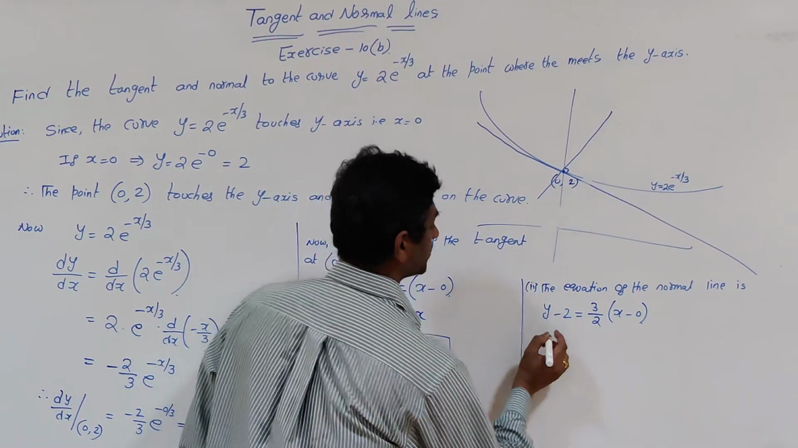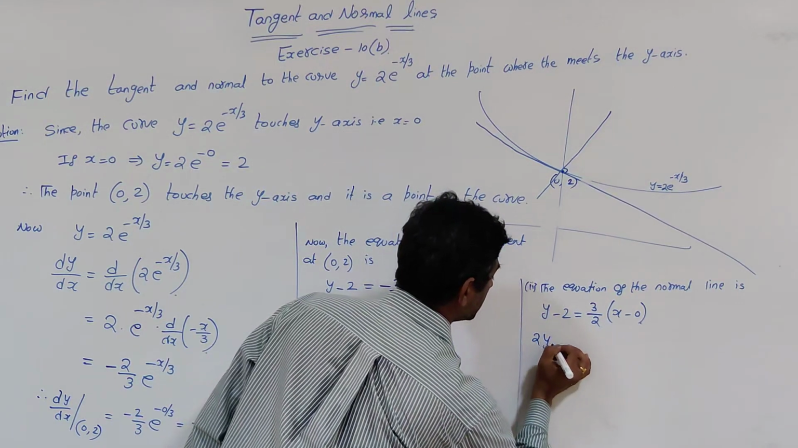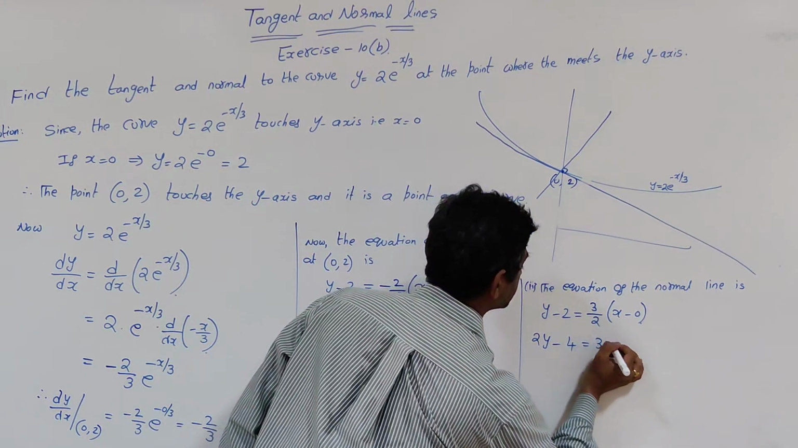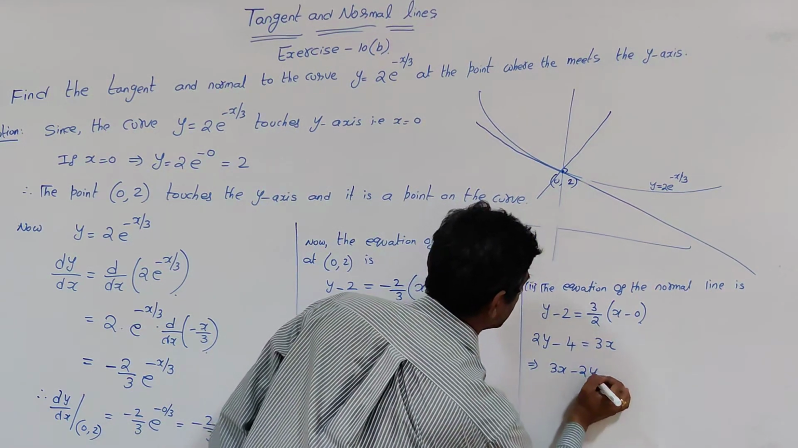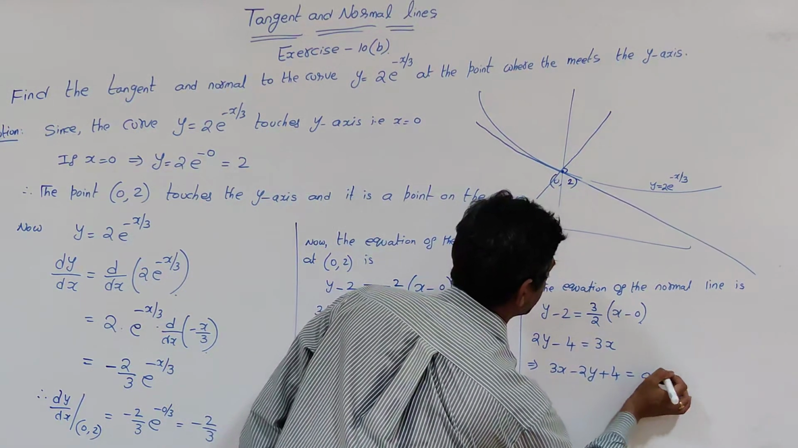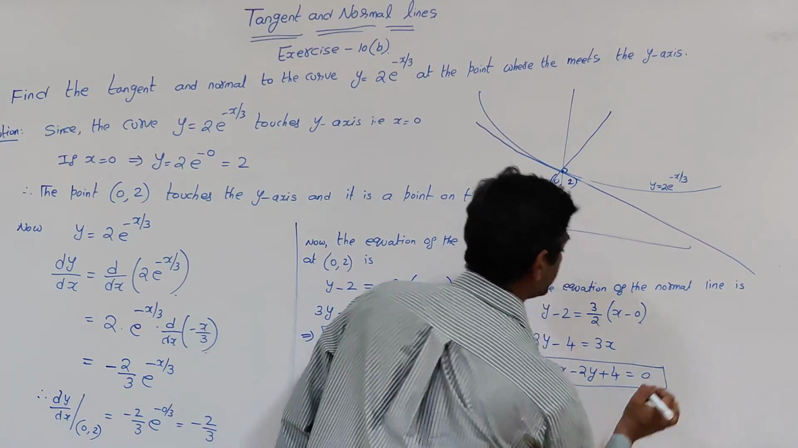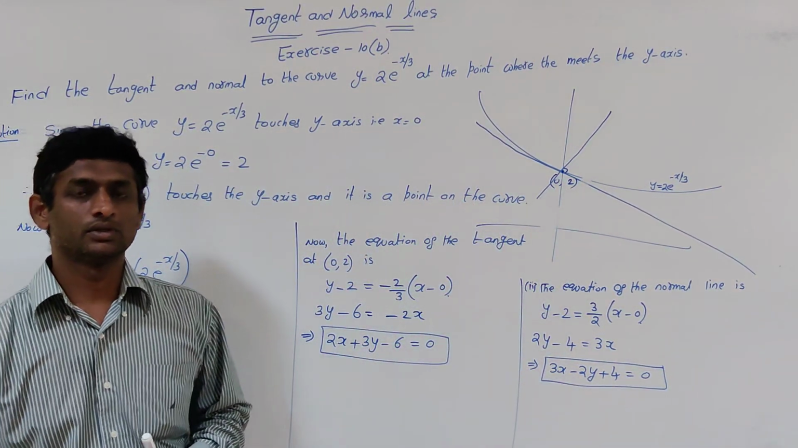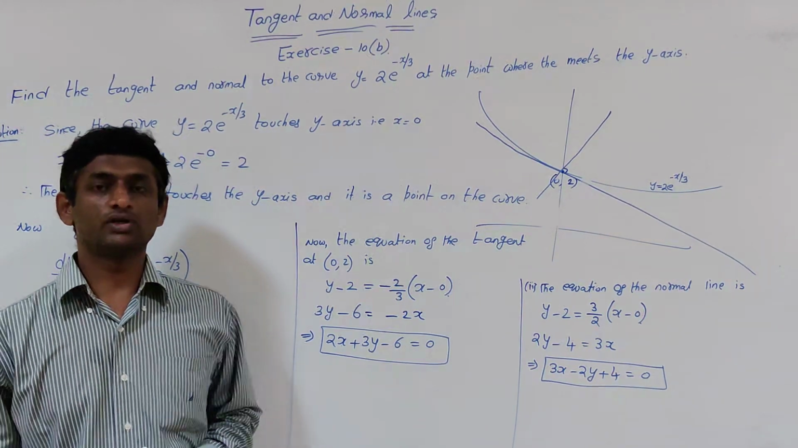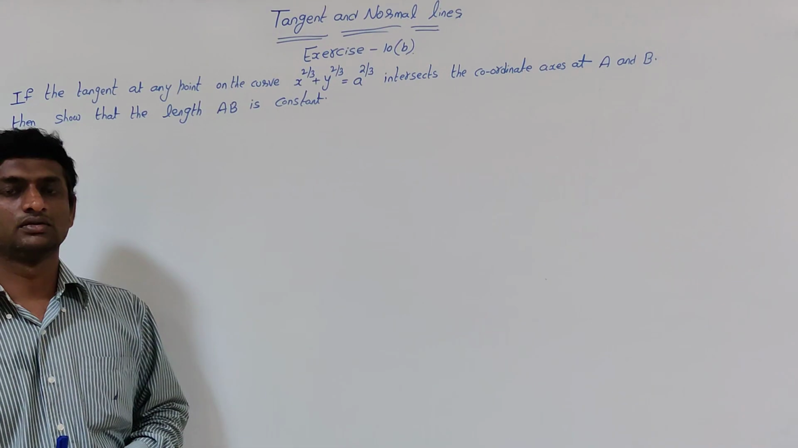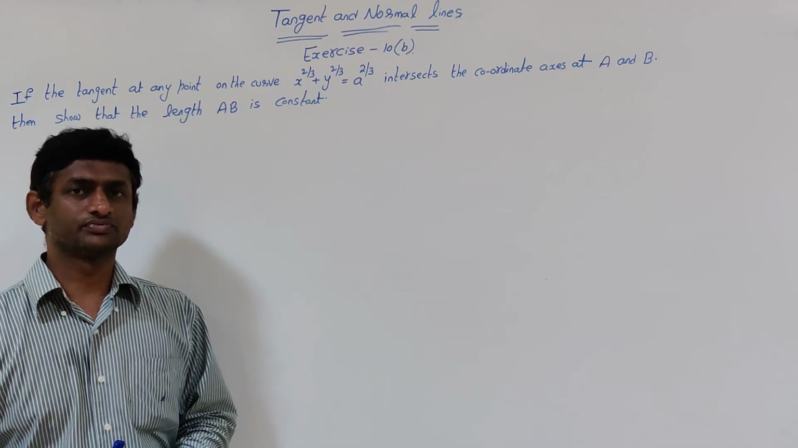So take the cross product: 2 times y, 2y minus 4 is equal to 3x, or 3x minus 2y plus 4 is equal to 0. So this is the equation of the normal line. So this is the question, and we'll go for the next question. We'll see the next question.